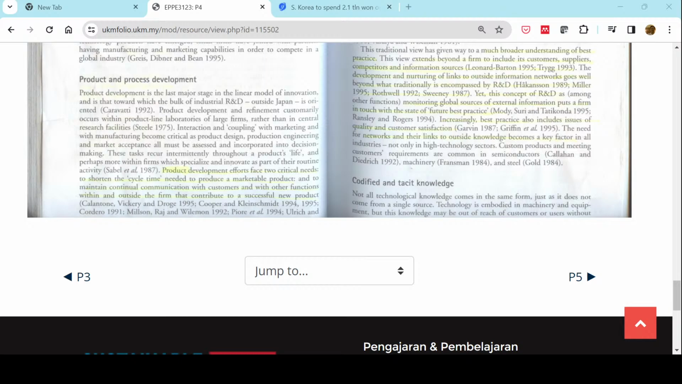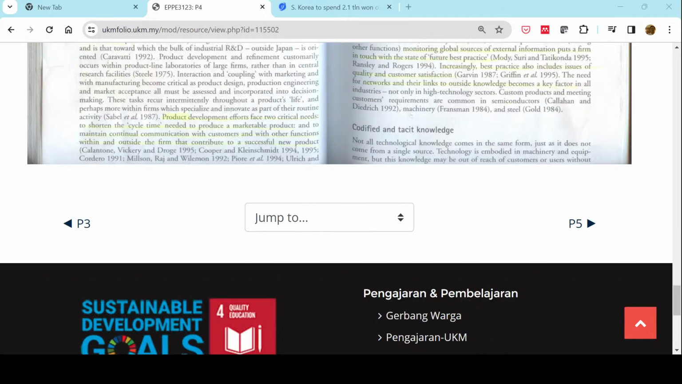Oh, okay. This page. Now I'm on page 3. I can move this way.